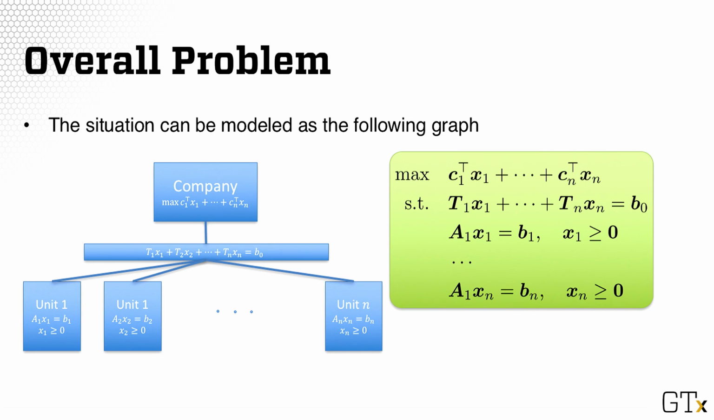Consider that the number n of subunits can be pretty large for a large company, and also each unit's own decision x_i could be a high-dimensional decision variable. So this overall problem is a large-scale optimization problem. It's not just one unit, it's n copies of that, plus some coupling constraint. So the question is, how do we solve this large-scale optimization problem?